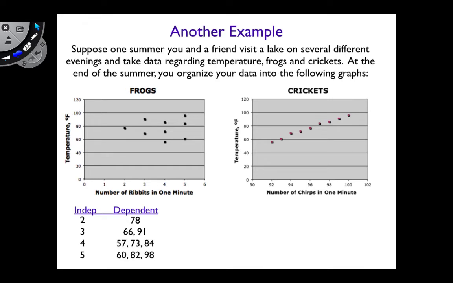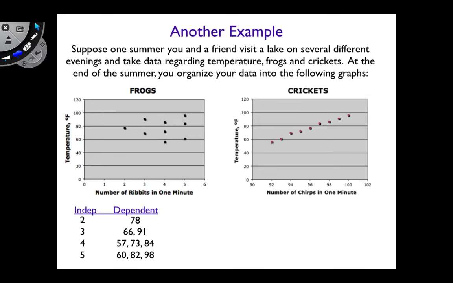Same with 4 and 5. There are lots of different temperatures corresponding to the same independent quantity, the number of ribbits. So does this relationship represent a function, where this independent quantity uniquely determines a dependent quantity? No. By knowing that there were 3 ribbits in a minute, you would not know what temperature it is, for sure.